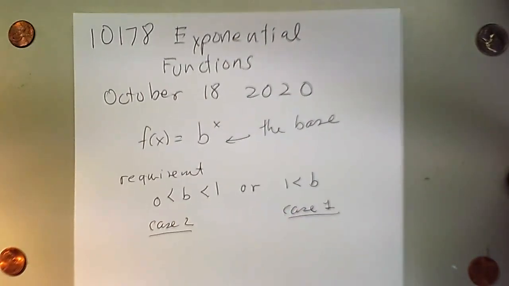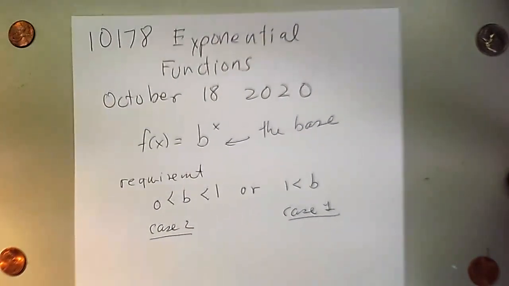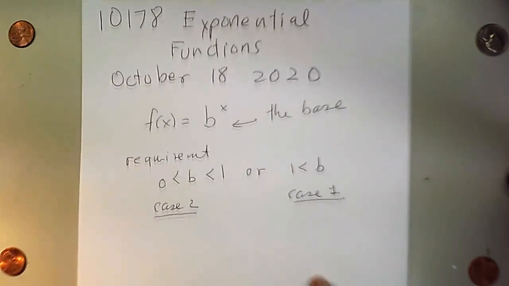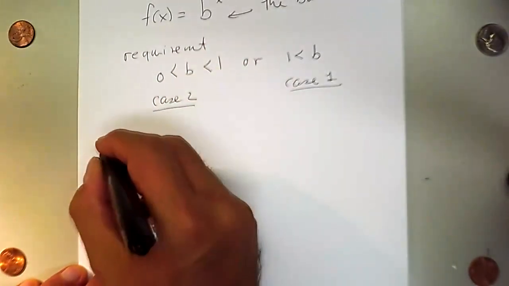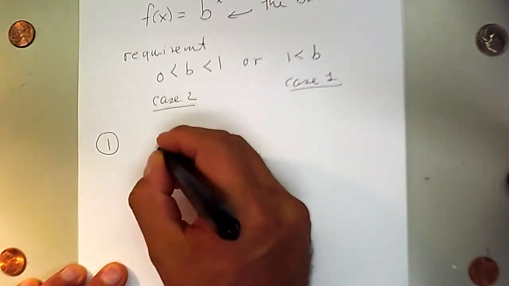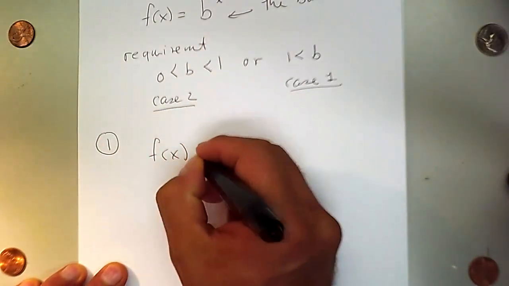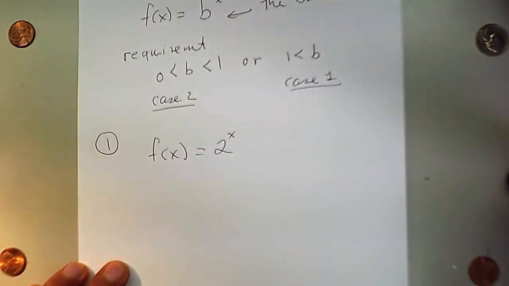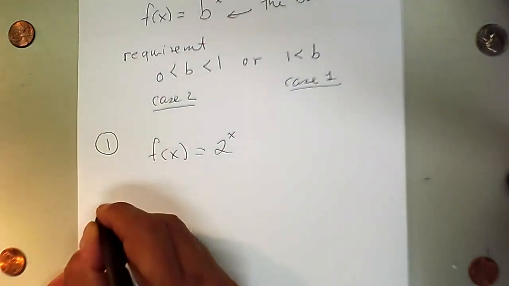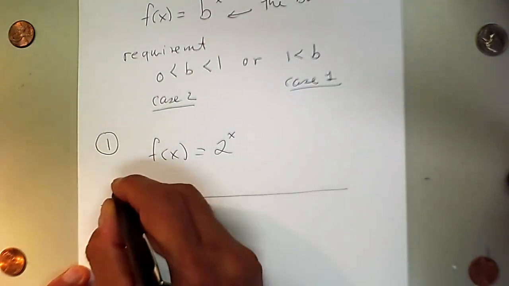One of the most typical examples of an exponential function is when b, the base, is equal to 2. So let's label that as an example. So if f of x equals 2 to the x, not just 2, but 2 to the x, make sure you know what this looks like.